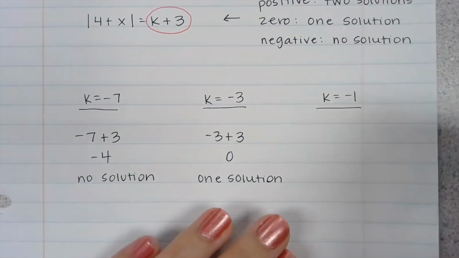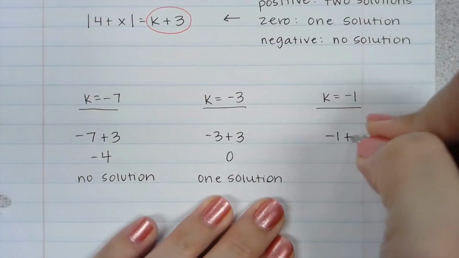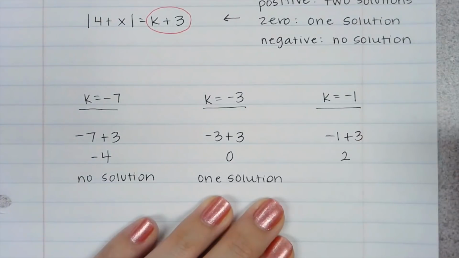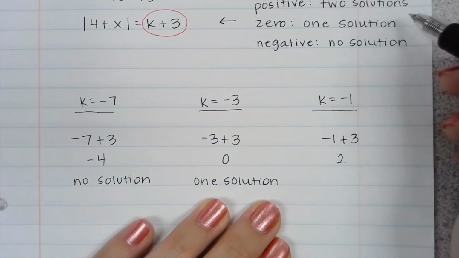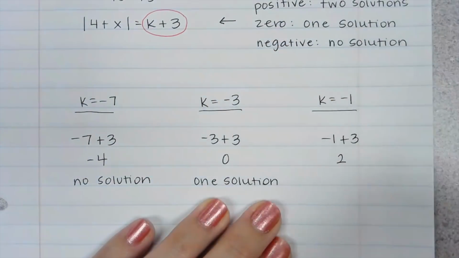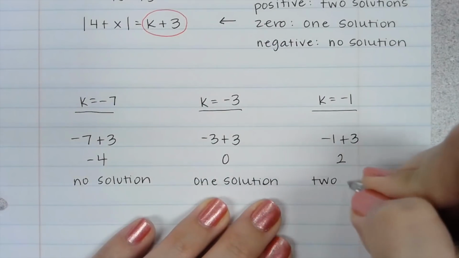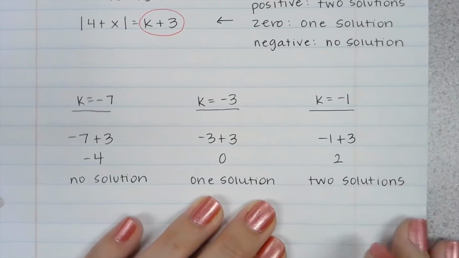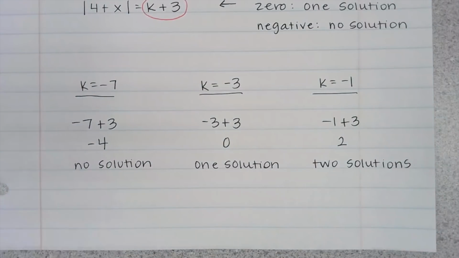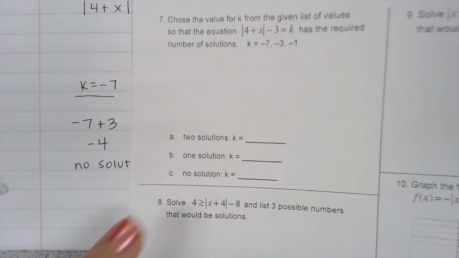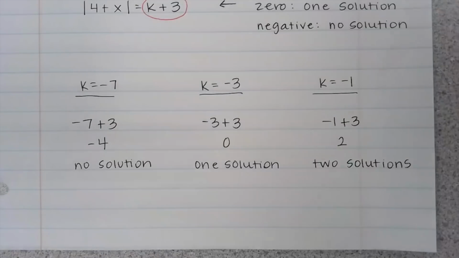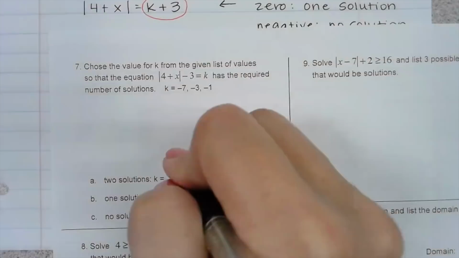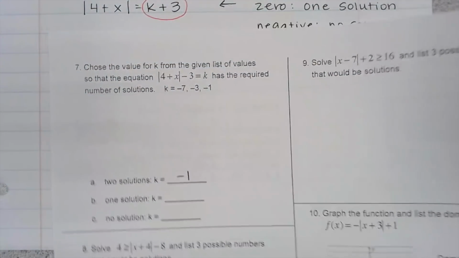And then lastly, if I plugged in the number negative 1 into that expression, negative 1 plus 3 would give me positive 2. So that would work out to have the absolute value equal to a positive number, and that means that I would have 2 solutions to the question. And so answering this question on your review, it wants to know which number for k would make it have 2 solutions, and we figured out that that would be when k is equal to negative 1.